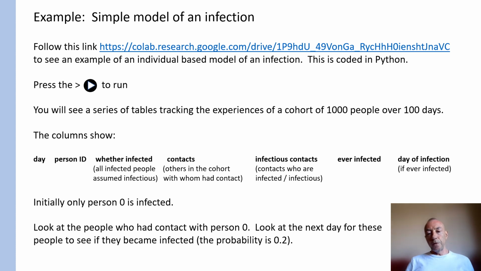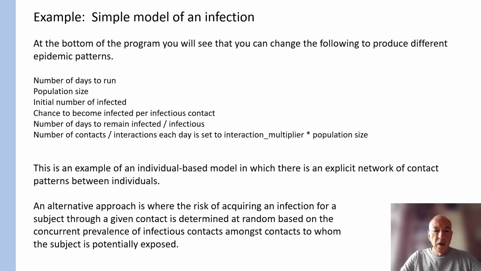Initially, only person 0 is infected. So look at the people who had contact with person 0, for example, and look at the next day for these people to see if they became infected. And the probability, as you'll see there, per infectious contact is 0.2 in this example. Now, at the bottom of the program, you will see that you can change the following to produce different epidemic patterns: the number of days to run, the population size, the initial number of infected people, the chance to become infected per infectious contact, the number of days to remain infected or infectious, and the number of contacts each day.